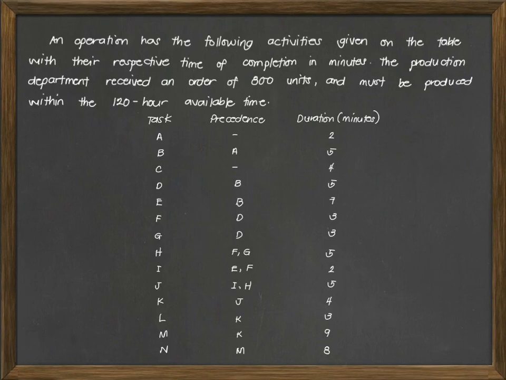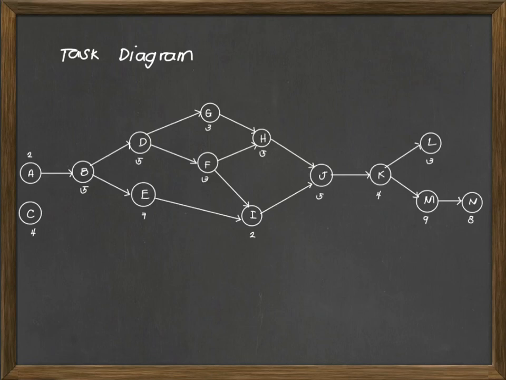Now, before we proceed with the line balancing, we first need to draw the precedence diagram or the task diagram for us to be guided on what tasks should be inside a specific station. Now, here is the task diagram showing the flow of the tasks along with their respective task times in minutes.